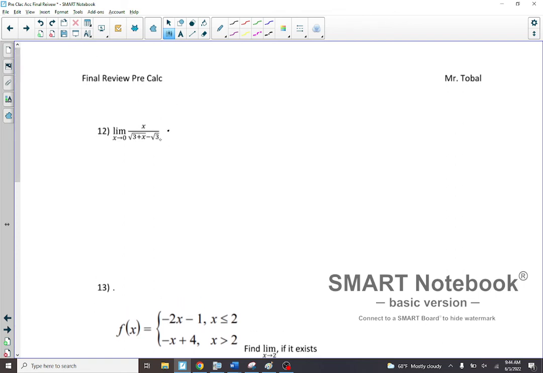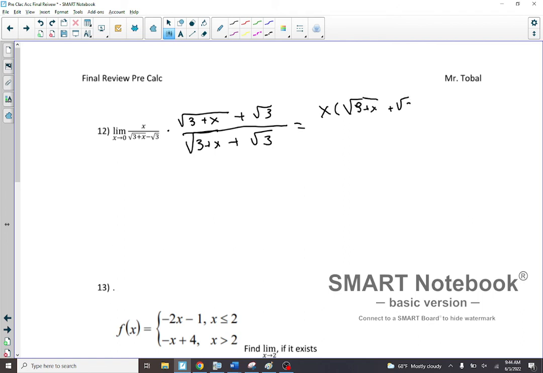Here, I have a big problem. I have a root on the bottom. I want to change that, so I multiply by the conjugate: 3 plus x plus root 3 over here. Same thing on the bottom, 3 plus x plus root 3. On the top, I do not want to distribute the x, so I'll just leave it separate: x times the square root of 3 plus x plus root 3. On the bottom, I will FOIL this, but because it's a difference of squares, I can square the first term, which is just 3 plus x. And I can square the second term, which is square root 3, which is going to be minus 3.